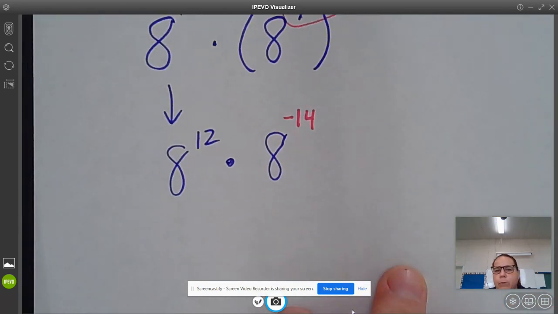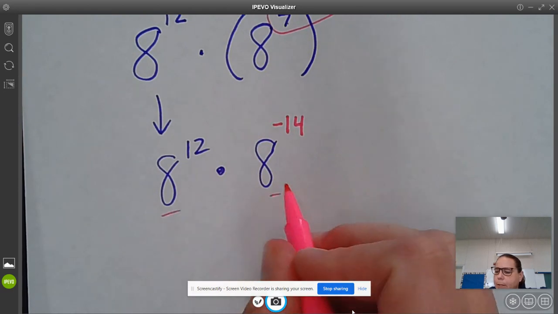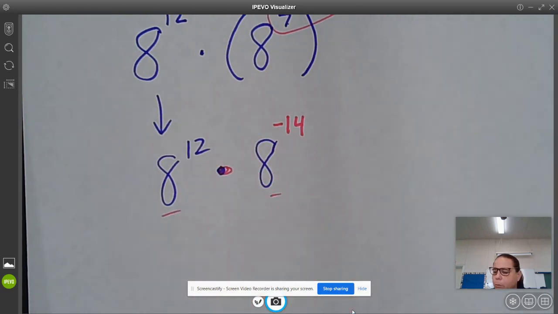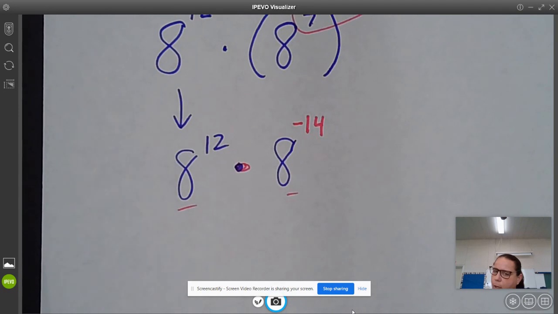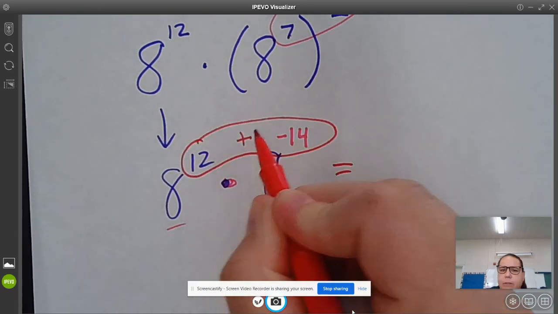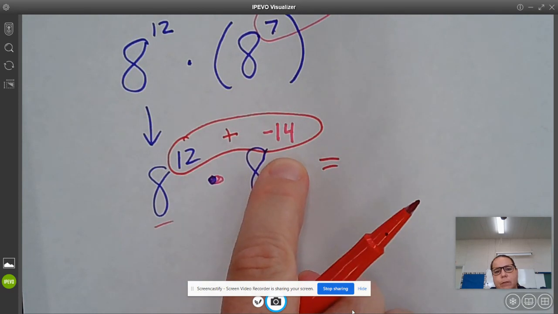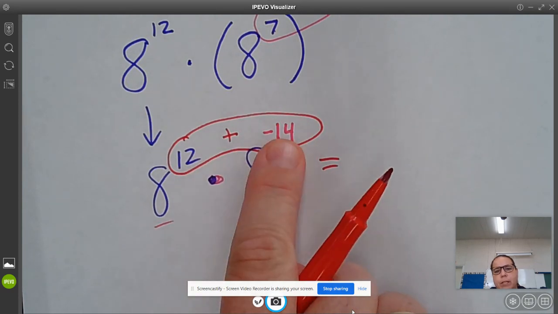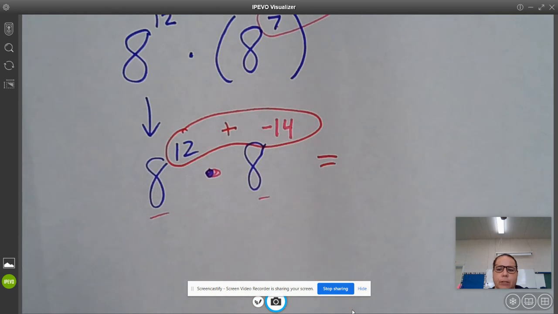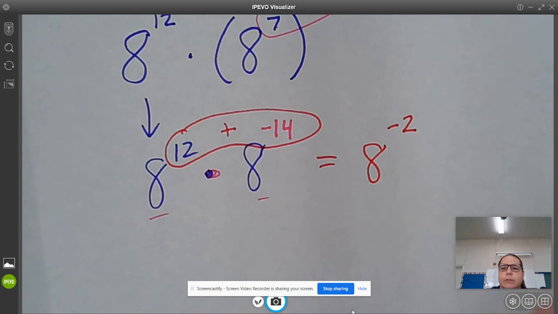And now I have something that looks similar to the last problem. Same base being multiplied, so my rule is to add those exponents. So to simplify this, I'm going to add these exponents, and we have a +12 and a -14. So 12 positives, 14 negatives. Some of them are going to cancel out, which is going to leave you with 2 negatives.